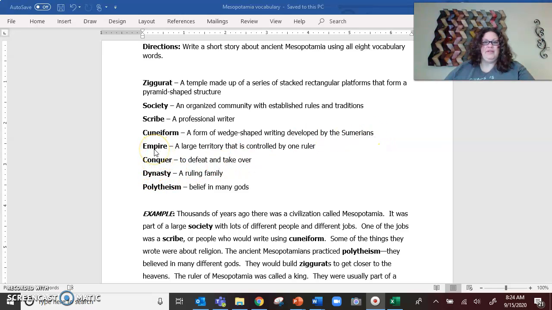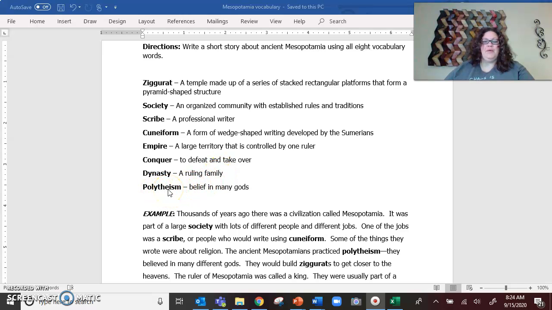Empire. Empire. A large territory that is controlled by one ruler. Conquer. Conquer. To defeat and take over. Dynasty. Dynasty. A ruling family.